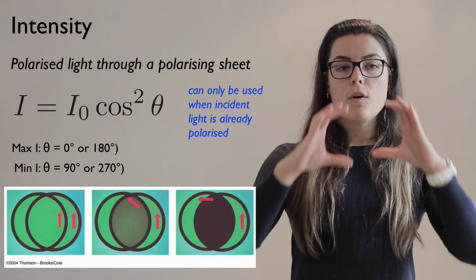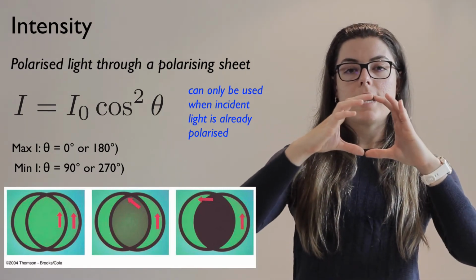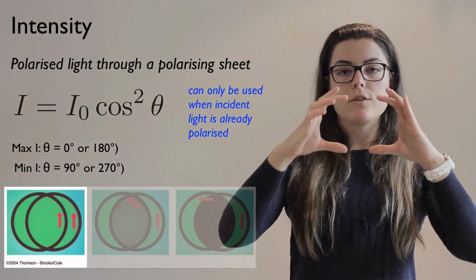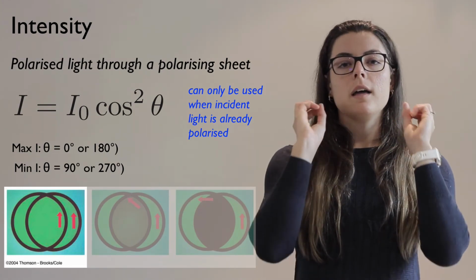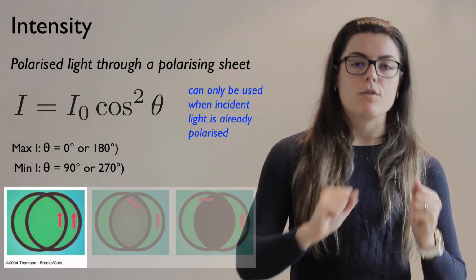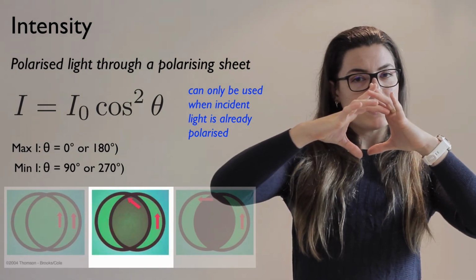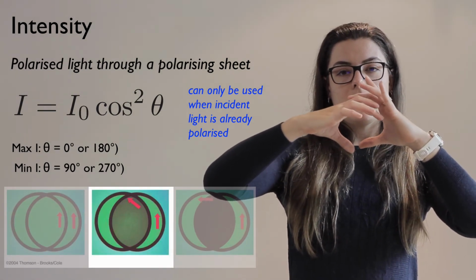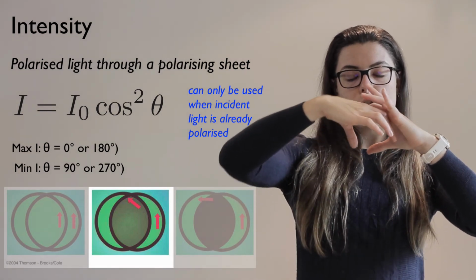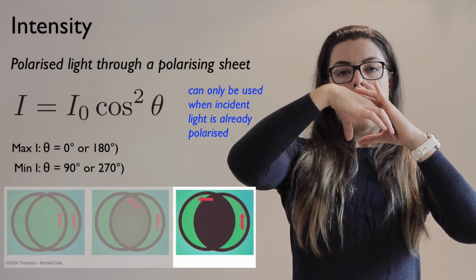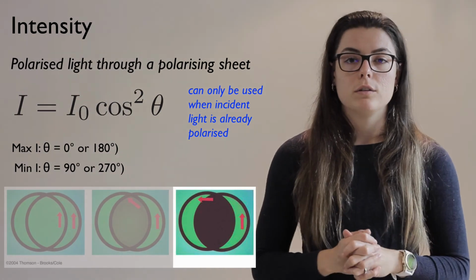Like I just said before, if two polarizing sheets are oriented at 0 degrees or 180 degrees to each other, all the light's going to get through and it's going to look normal. As we start changing the angle and approaching 90 degrees, the intensity is going to drop and drop until we get a minimum at 90 degrees, when no light gets through.